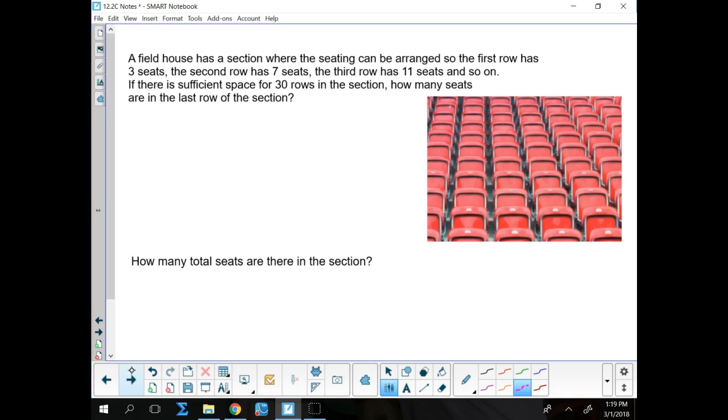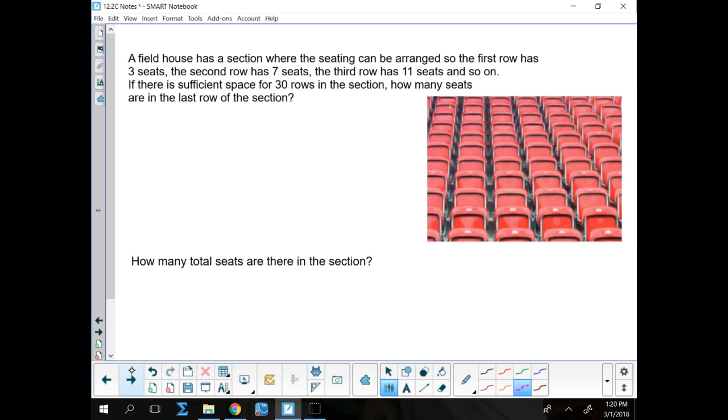So a field house has a section where the seating can be arranged so the first row has 3 seats, the second row has 7 seats, the third row has 11 seats, and so on and so forth. If there is sufficient space for 30 rows in the section, how many seats are in the last row of the section? Okay, got to read the problem first.